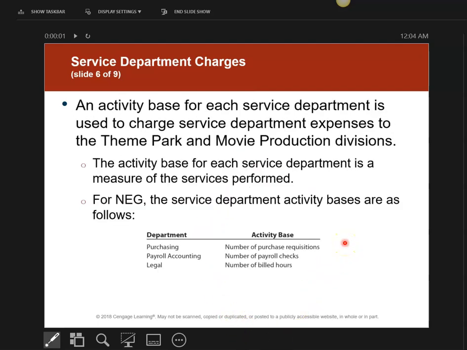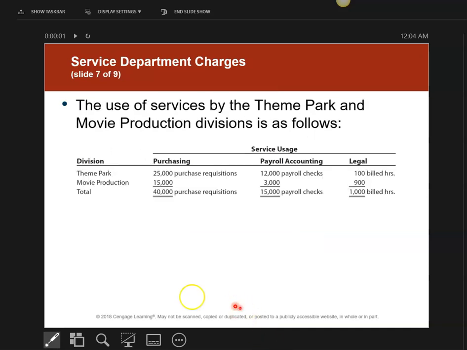Here's what we do. We have to have an activity base. You may remember activity base from early in chapter 16. This is some way that we can gauge or measure the services given. For example, for purchasing, the activity base would be the number of purchase requisitions or purchase orders. Payroll would be the number of payroll checks. Legal would be the number of billed hours. You have to know what the activity base will be for each of the service department charges. And if I remember correctly, one of your homework problems is understanding what the activity bases are.